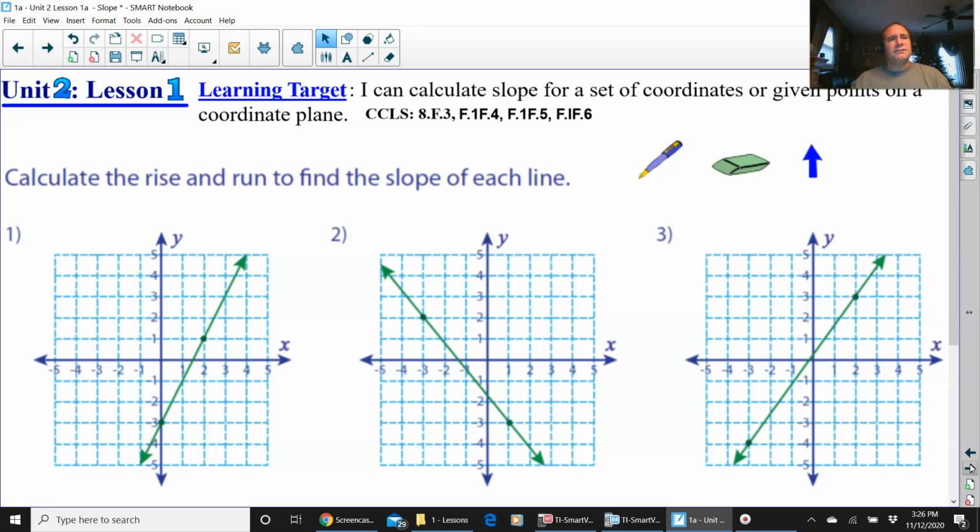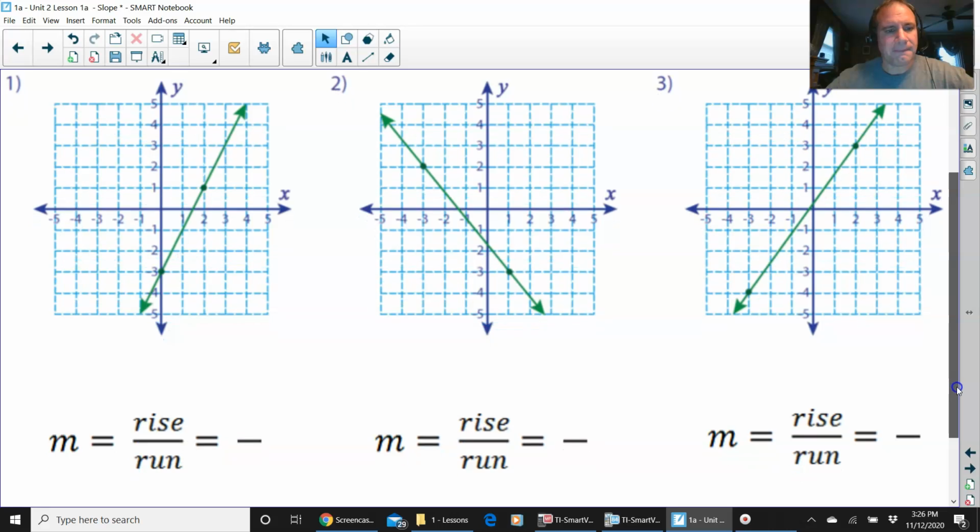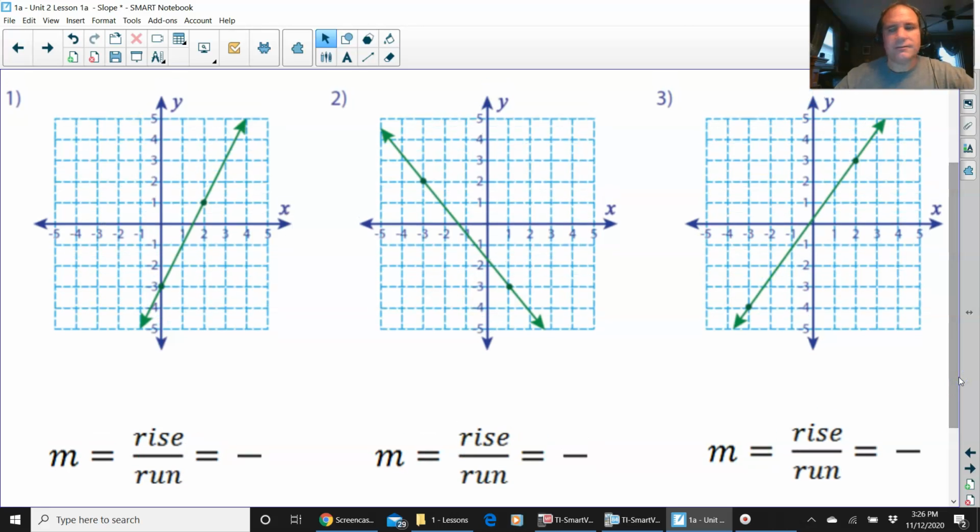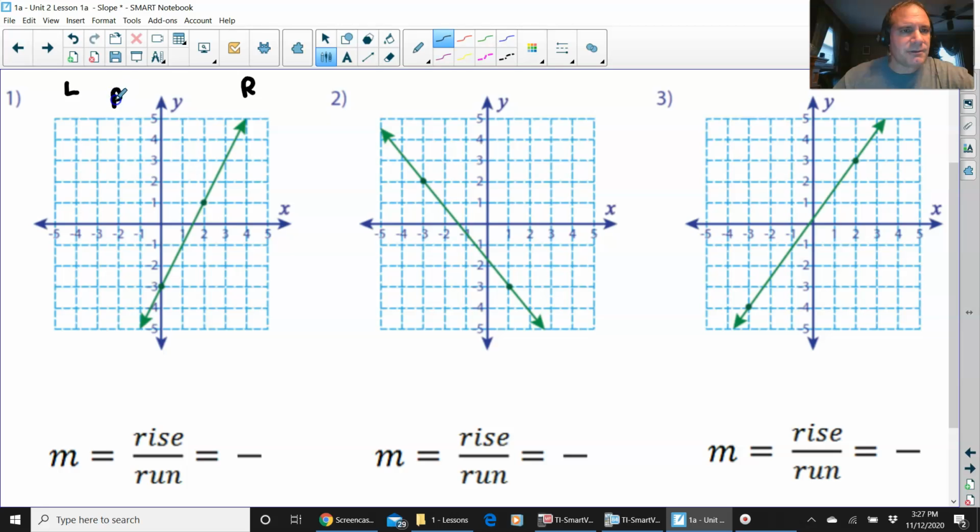Okay. Calculate rise and run to find the slope of each line. We'll do the first one together, and then you can take the second and the third. So we'll start off with number 1. So right off the bat, I'm going to put L and R, and I know this is positive because it's going up from left to right. So I am going to use these 2 points that they give me, and I'm going to go along the grid this way and then up.